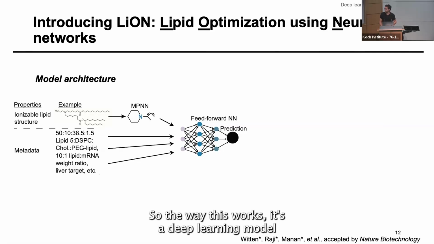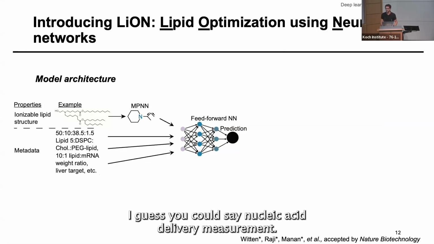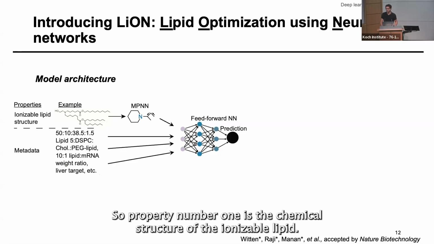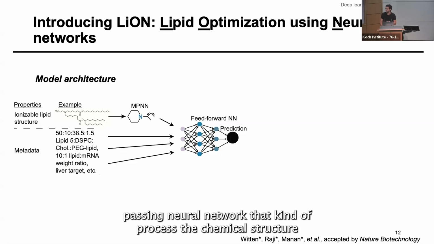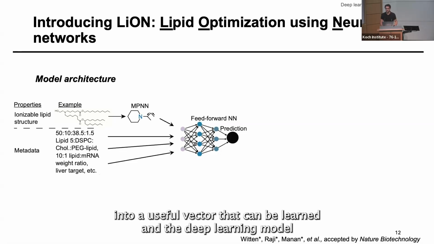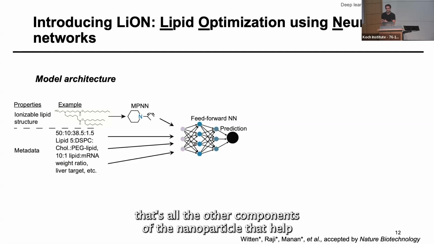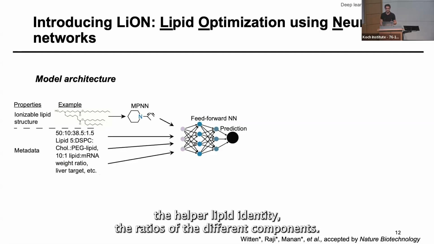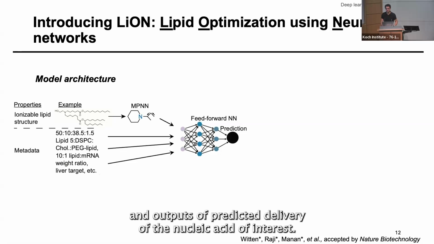So the way this works, it's a deep learning model where the model architecture takes into account two features of a lipid nanoparticle, or a nucleic acid delivery measurement, I guess you could say. So property number one is the chemical structure of the ionizable lipid. And this gets fed into something called a message passing neural network to process the chemical structure into a useful vector that can be learned in a deep learning model. And then also the metadata, things like the formulation parameters, that's all the other components of the lipid nanoparticle, the helper lipid identity, the ratios of the different components. So all of this gets fed into a dense feed-forward neural network and outputs a predicted delivery of the nucleic acid of interest.